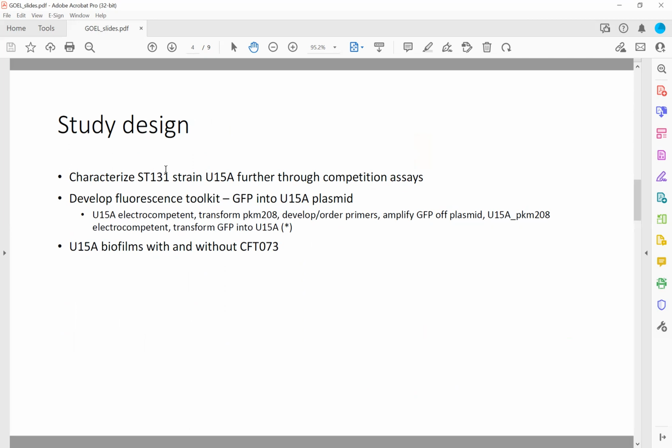Another thing that we're working on, which has actually been taking up most of our time this semester, is developing fluorescence tools.